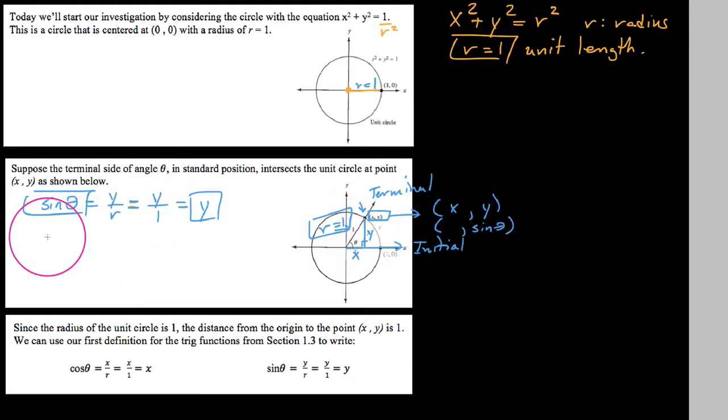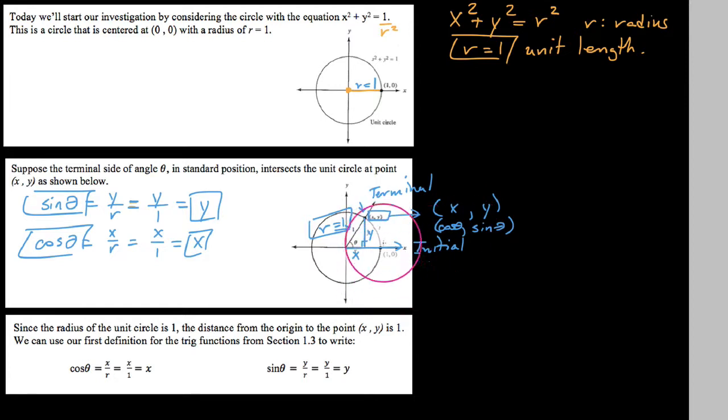Likewise, the definition of cosine is adjacent over hypotenuse, or x over r. This is our definition here. But now the radius is 1 if you're on the unit circle. So since I'm on the unit circle, the cosine value must be literally equal to the x value. So this over here is the cosine value.